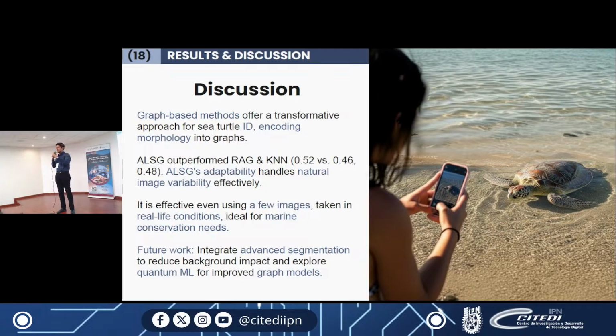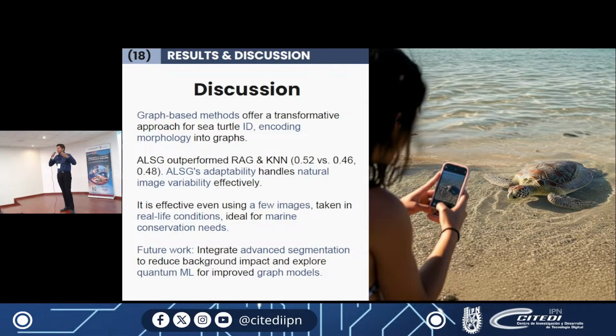So, a discussion. The graph-based methods offer a transformative approach because we are working with graphs. With this, we are extracting information of the individuals, encoding the morphological features of each individual in a graph. ALCG outperformed the RAR and the KNN methods with 52 versus 46 and 48 in validation accuracy. And the validation accuracy is also measured with images never seen before by the model. Okay, so this is a good performance.